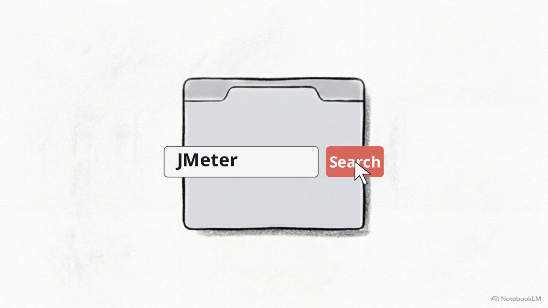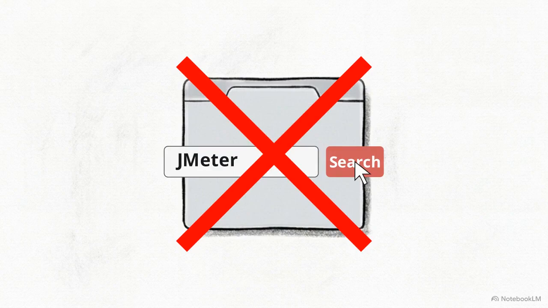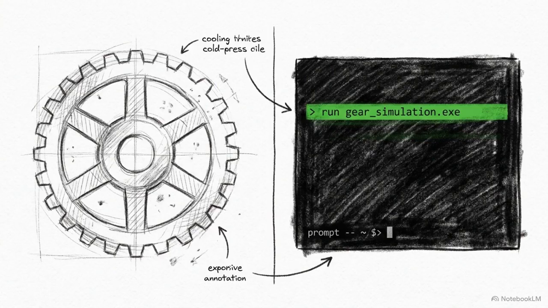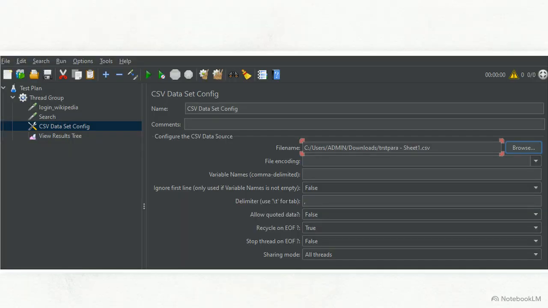You have your baseline performance data, but sending the same static Wikipedia request 100 times does not reflect how actual human users navigate a site. You now know how to build a test and execute it from the command line. Next, we will use CSV dataset configs to inject dynamic variables, forcing the server to process complex, unpredictable traffic.